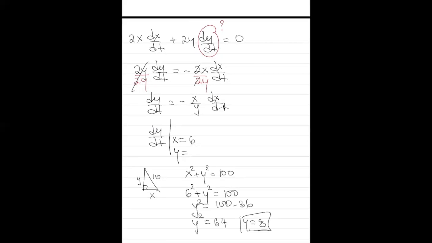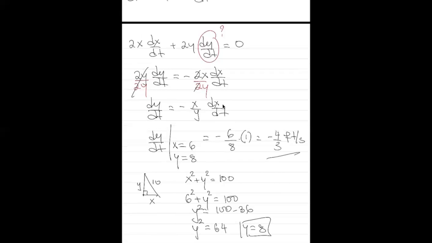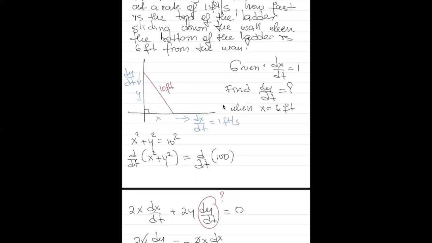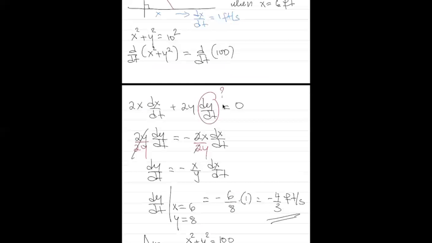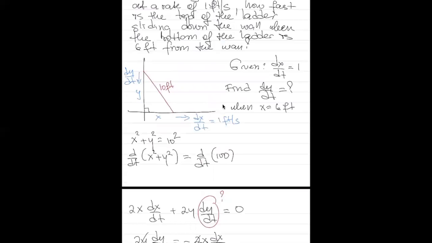So go back here and substitute. Negative 6 over 8, times dx/dt, which was given as 1, so that's negative 3/4 feet per second. This is the rate of change of sliding down. We knew it had to be negative because the y distance is decreasing.